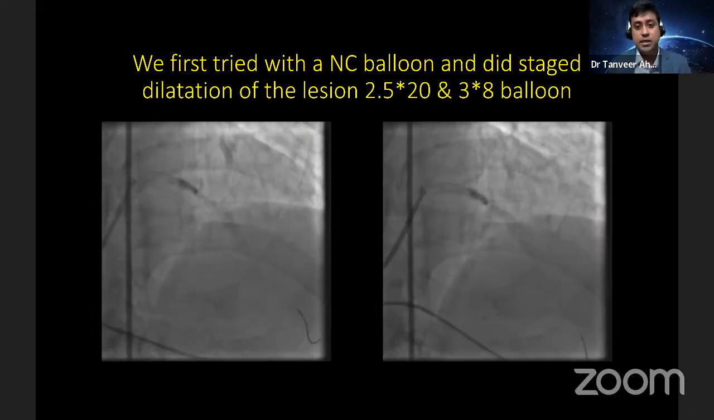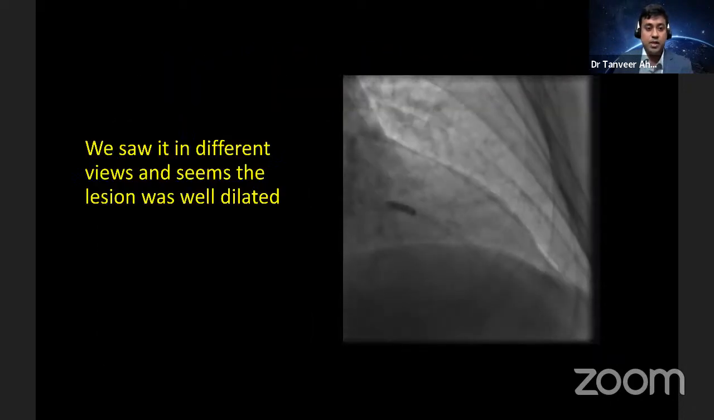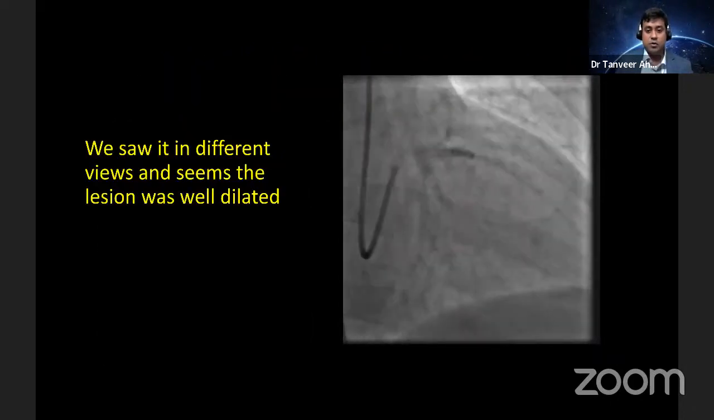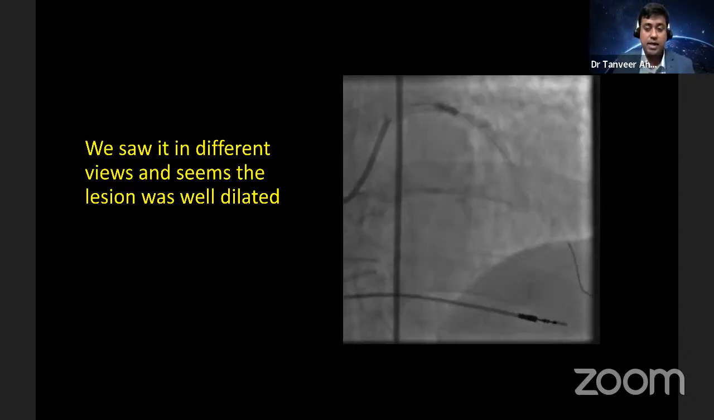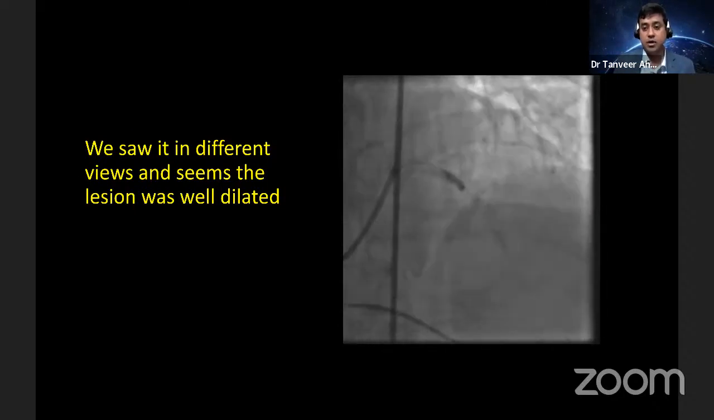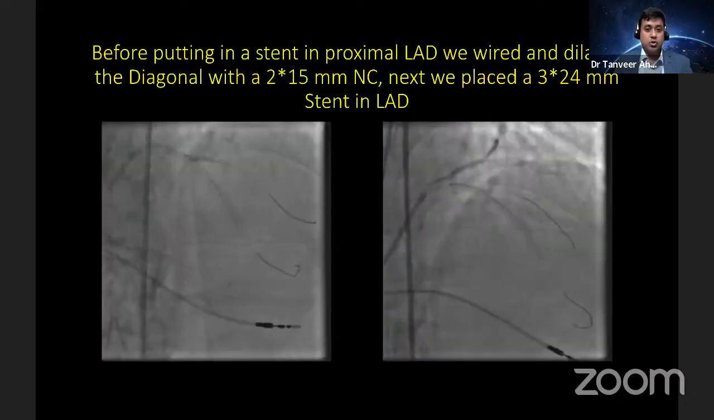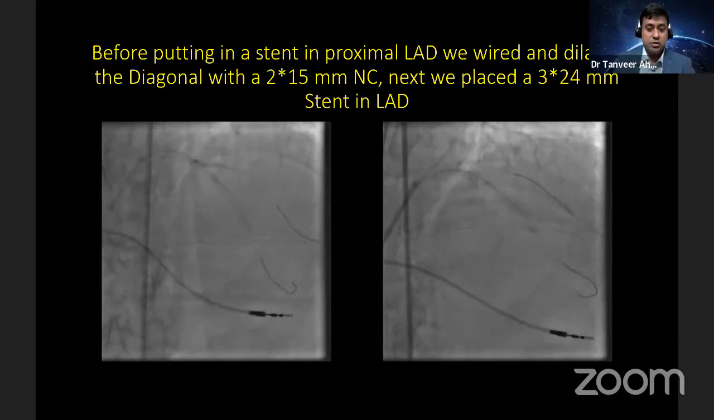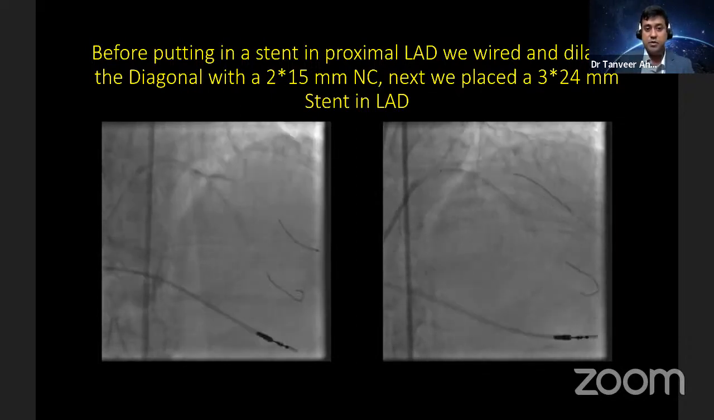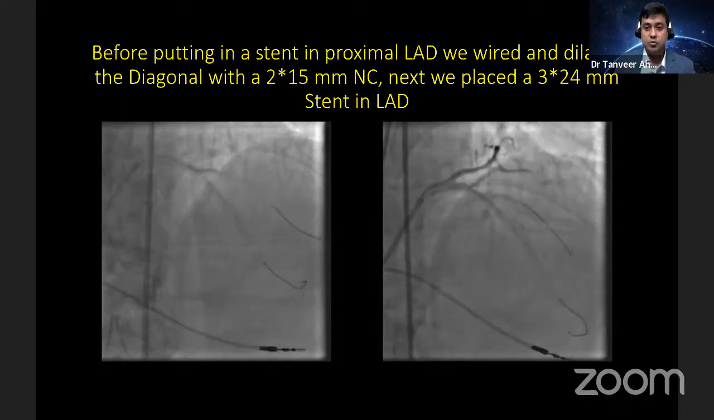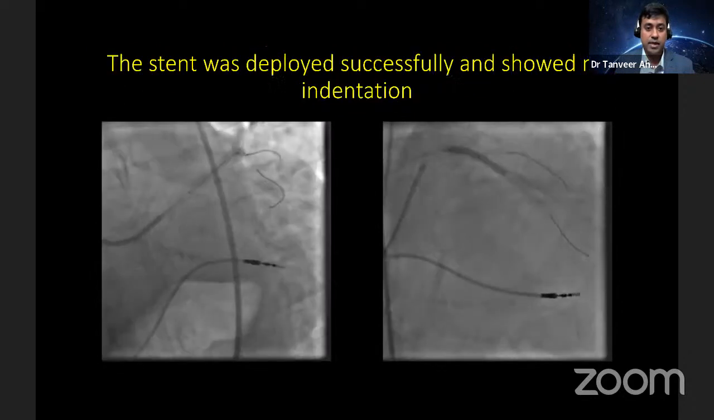We did stage dilatation using 2.5/20, 3.0/8 balloons. We saw in different views, in the orthogonal views, and it seems like the lesions have been dilated somewhat well. So before we went into stenting, we just dilated the diagonal, which seemed to be a big vessel, with a 2.0/15 NC balloon, and then we put a stent in the proximal part of the LAD.